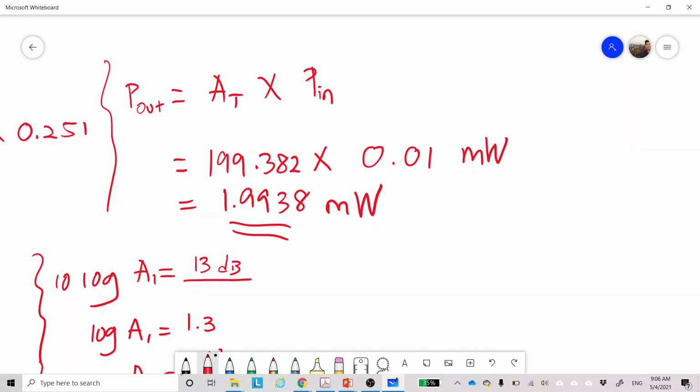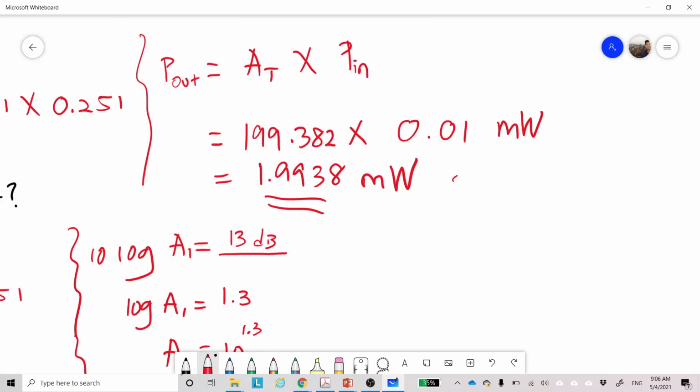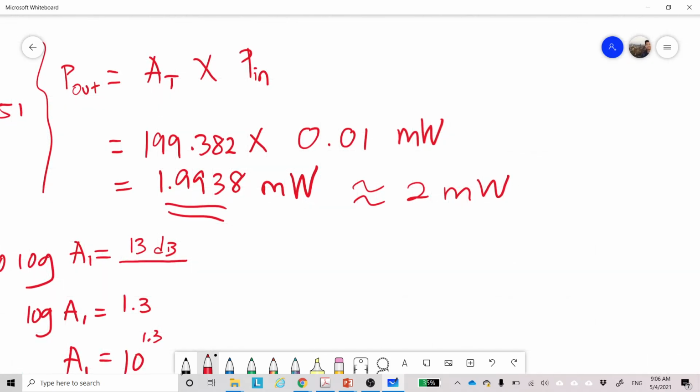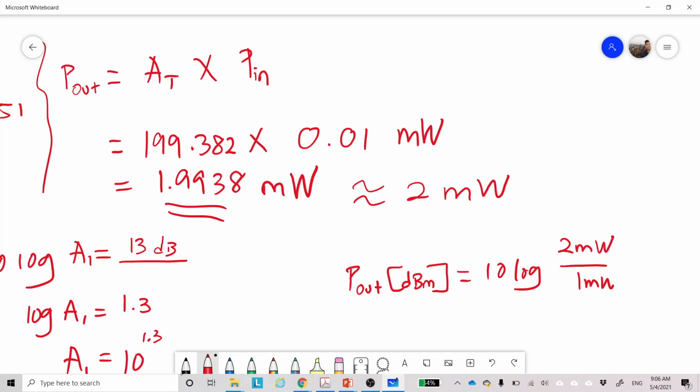Okay, so this one, I can assume as 2 milliwatt. Okay, saya assume dia adalah, untuk memudahkan pengiraan saya, let's say it is 2 milliwatt for example. So if I want to convert P out into dBm, this is 10 log of 2 milliwatt divided with 1 milliwatt.